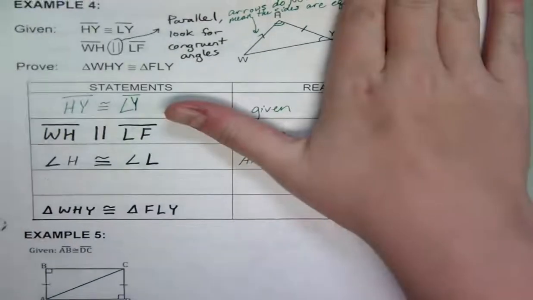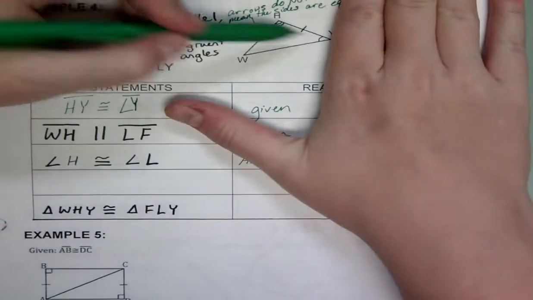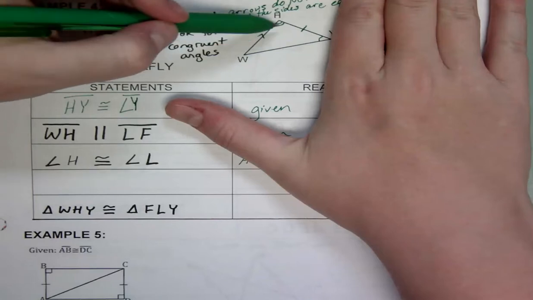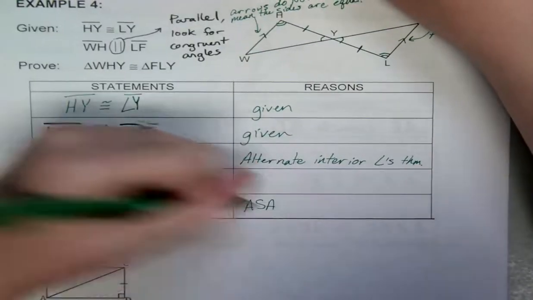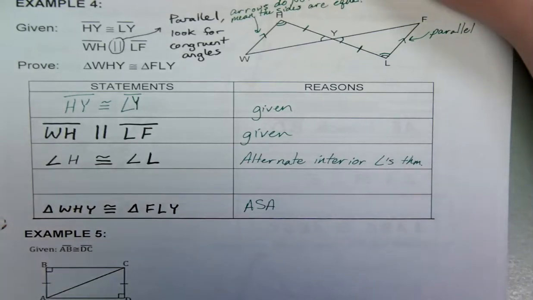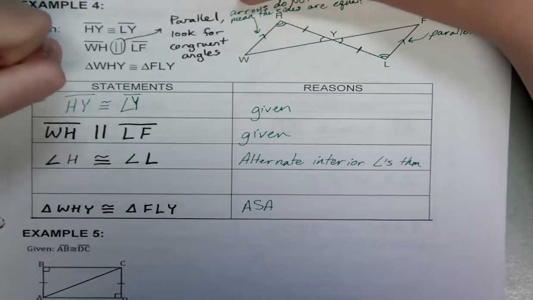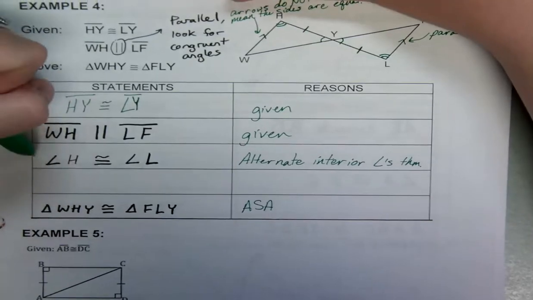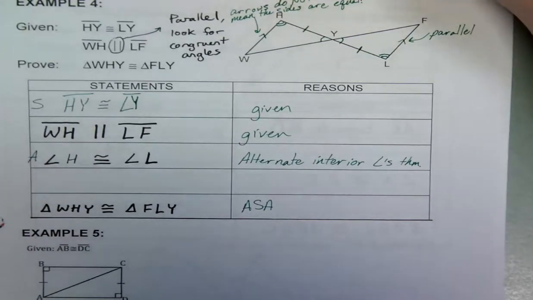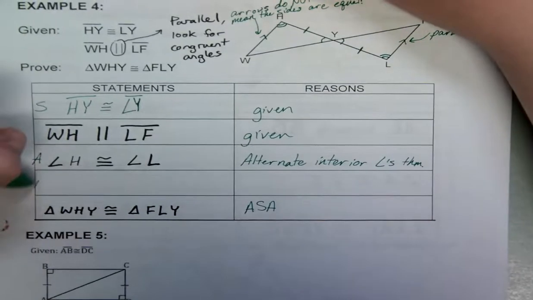So we have an angle, a side, and an angle. This side is not congruent, so we can't say that. It's an angle, a side in between, and another angle. So we've got angle, side, angle. And our side has already been marked congruent because we know that HY and LY is congruent. One of our angles has been marked congruent. We have one more angle to go.